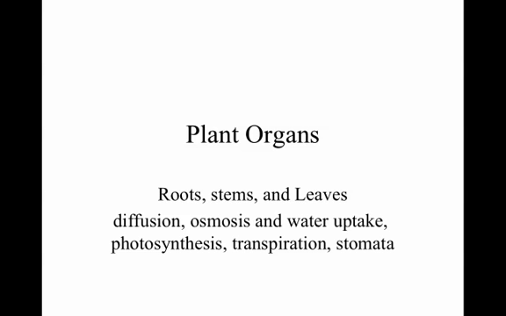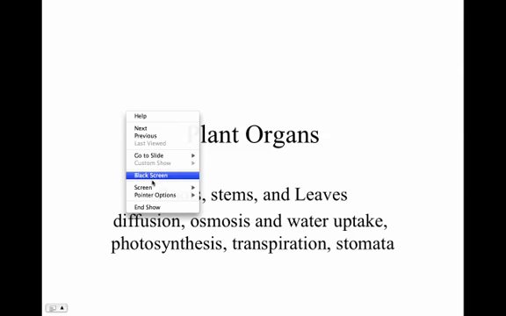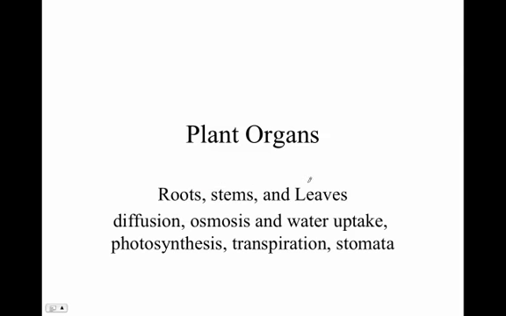Hi there. Let's look at our next topic in section 2, which is understanding all the different plant organs. In this section, we're going to leave out flowers because we're going to look at flowers and reproduction at a later topic. But I'm going to cover how roots, stems, and leaves work. And some of the processes that we'll look at are diffusion, osmosis, water uptake, photosynthesis, and food transport, transpiration, and stomata.